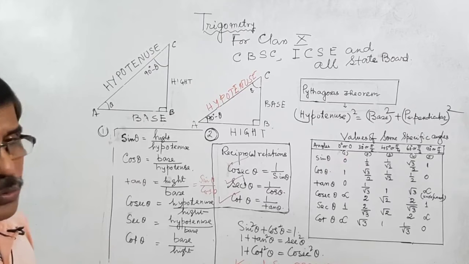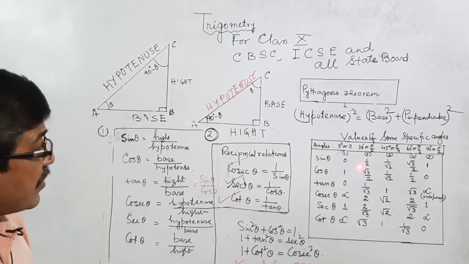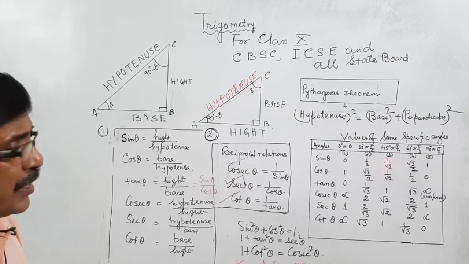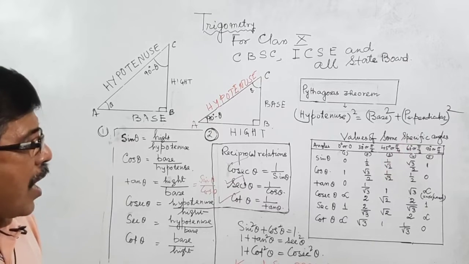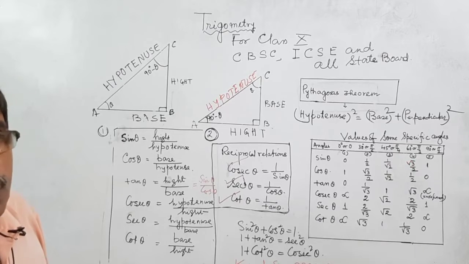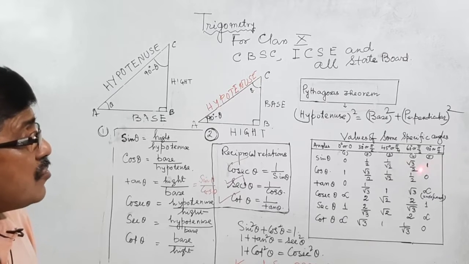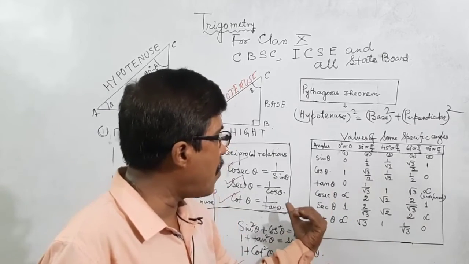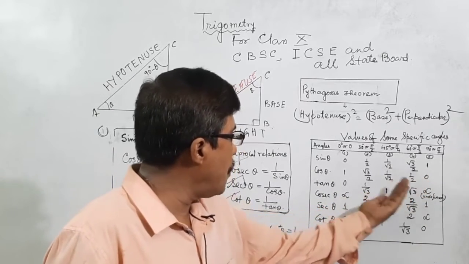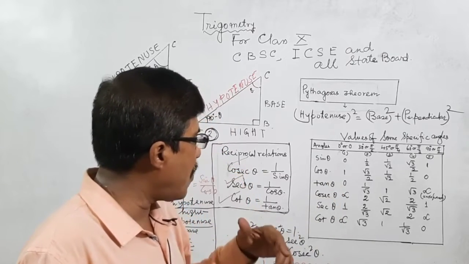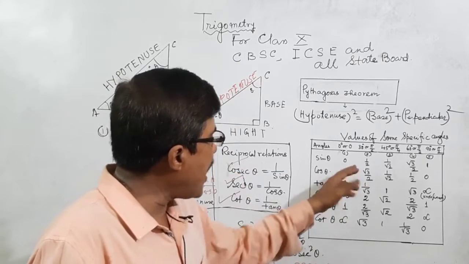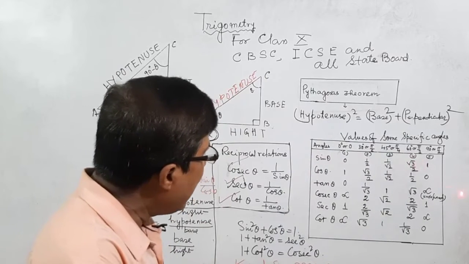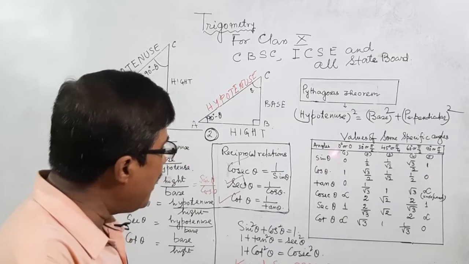Sin 0 equal to 0, then sin 30 degree equal to half, then sin 45 degree equal to 1 by root 2, and sin 60 equal to root 3 by 2, and sin 90 is 1. Now write it in the reverse order: just write the values of the sine in the cos column in the reverse order.